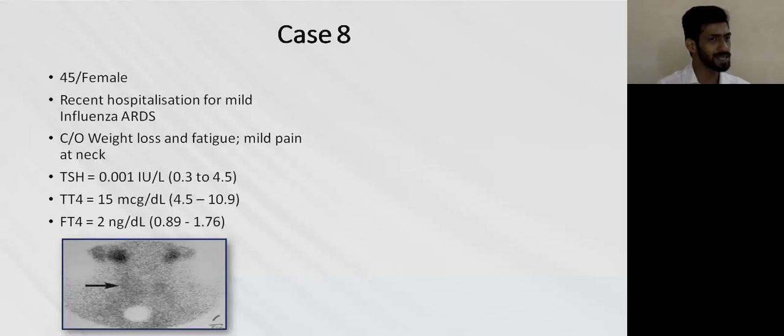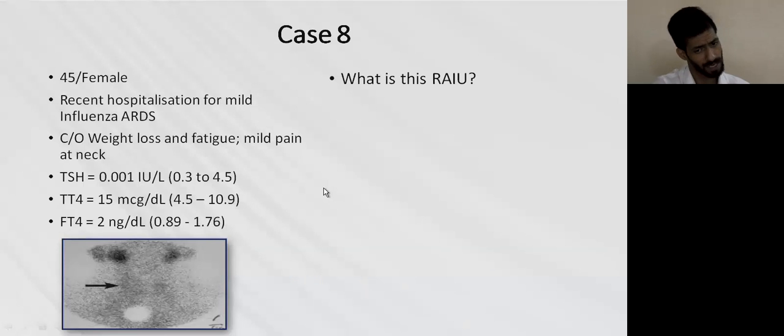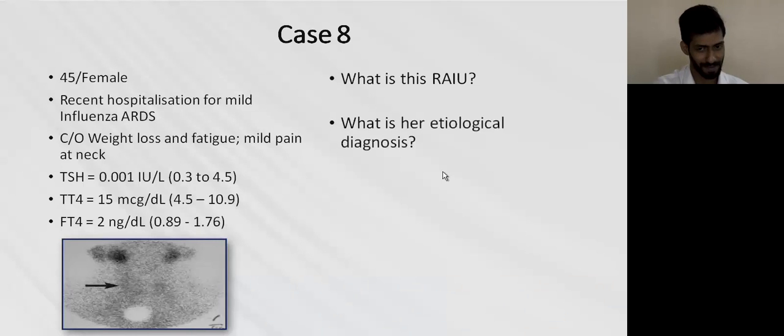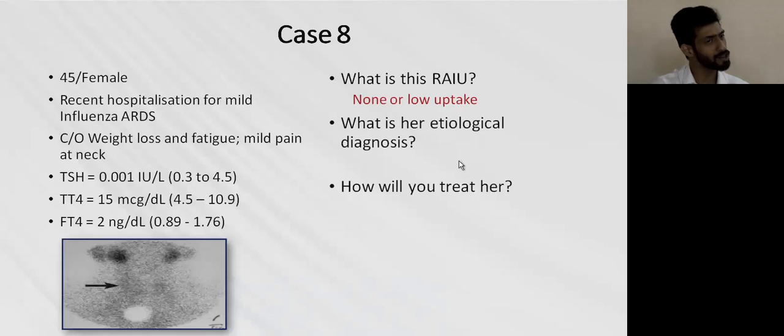Pain, 2 to 3 months history or 1 month history, recent hospitalization for a viral illness a month ago with a hyperthyroid picture, then you look at the uptake. So what is this uptake? This patchy scanty uptake. You are not really seeing any hotspot anywhere. What's the etiological diagnosis?